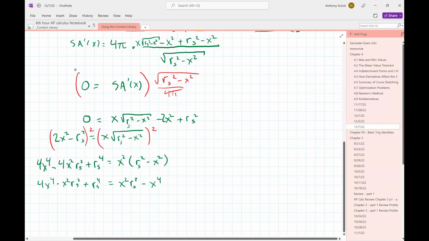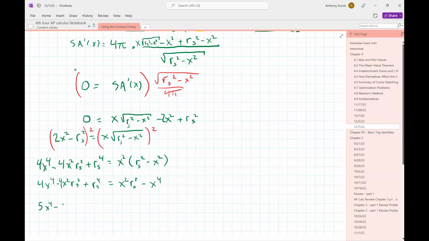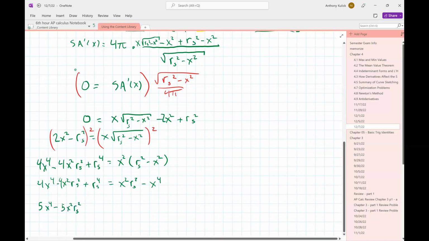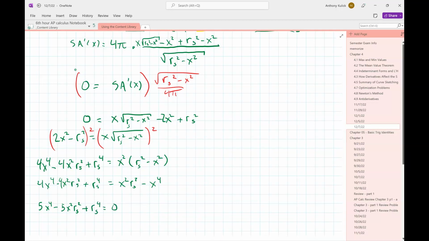How did I get that? Oh, sorry. Yep. And then we'll combine my like terms over. So I'm going to have 5x to the 4th minus 5x squared r squared plus r to the 4th equal to 0.